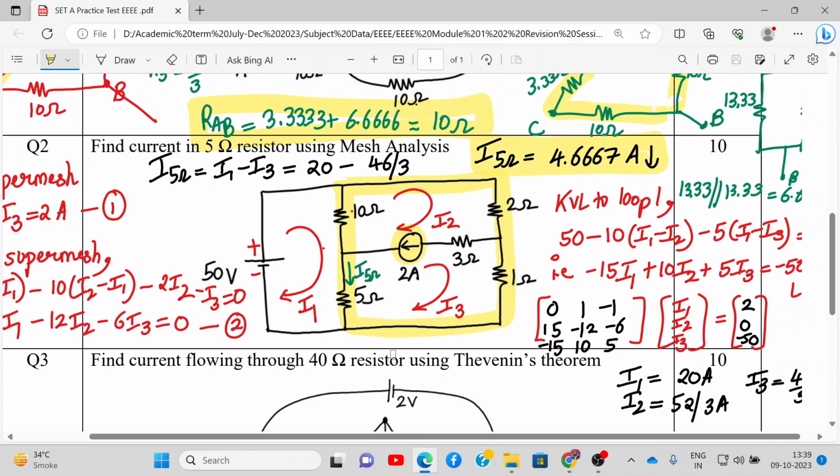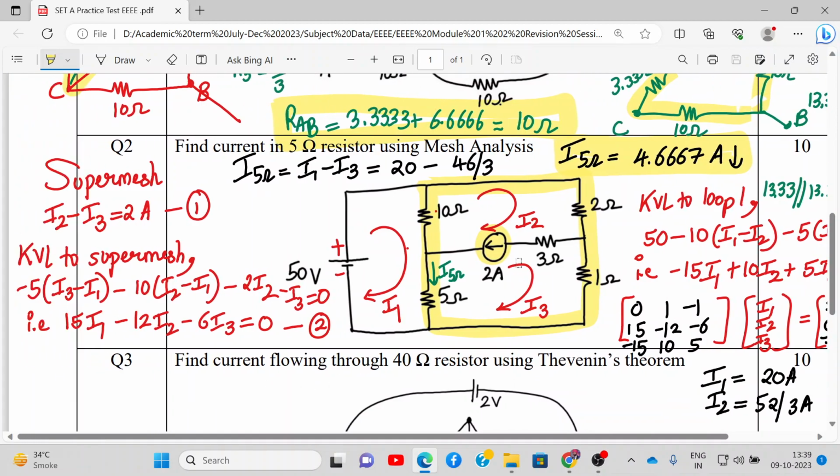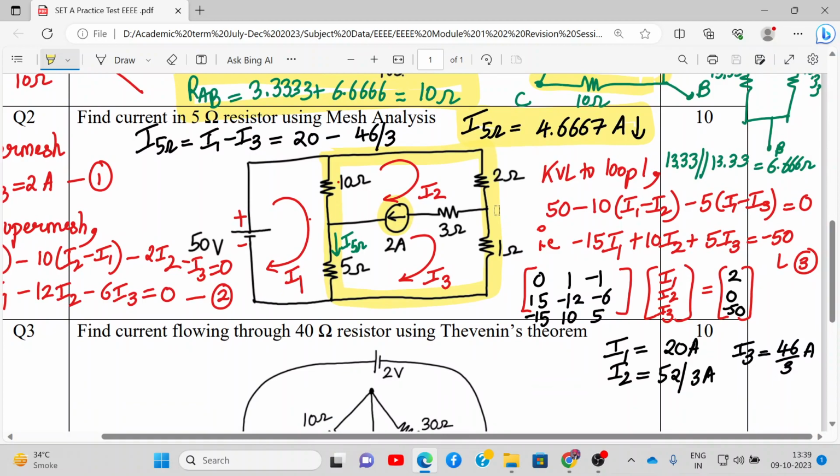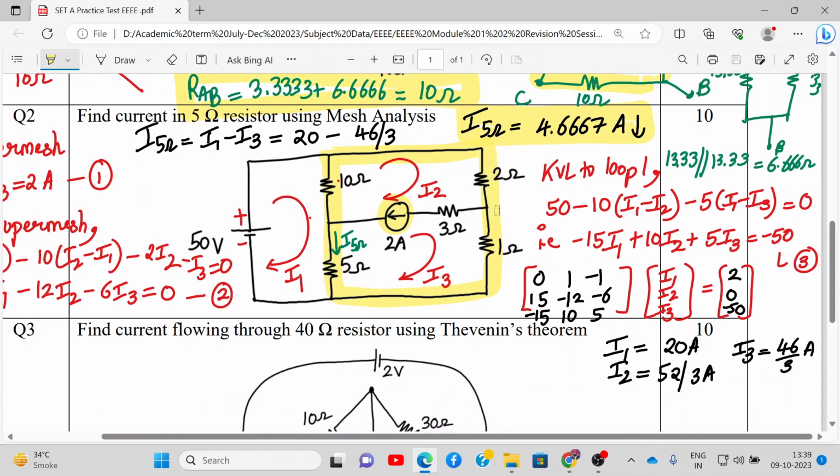All right, and this will fetch you 10 marks. I know I have done all the working, all the writing work around the numerical itself, but you all have to systematically solve it one below the other. So these are the answers: the current flowing through the 5 ohm resistance is 4.6667 amperes.